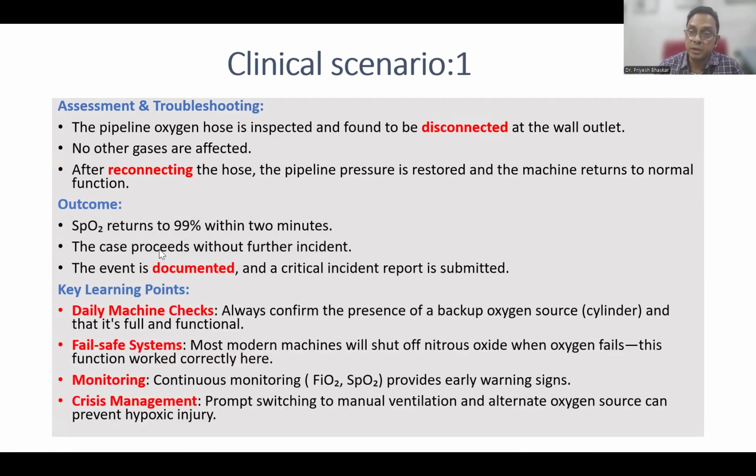And what is the key learning from this event? That the machine should be checked daily. The fail-safe system actually worked here. The most modern machines will shut off nitrous oxide when oxygen fails. This function worked here, right? So monitoring of FiO2 and SpO2 and crisis management has to be very prompt.